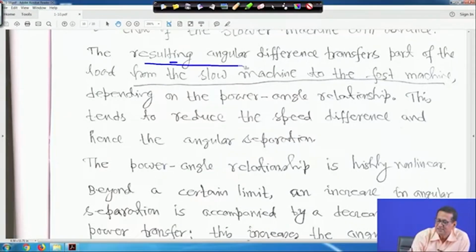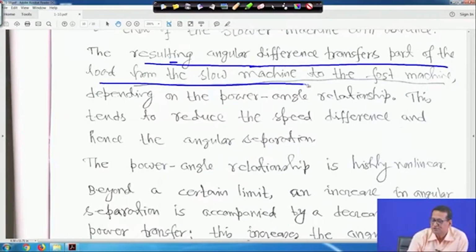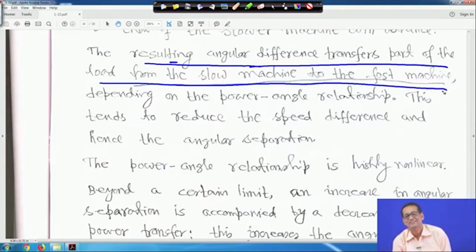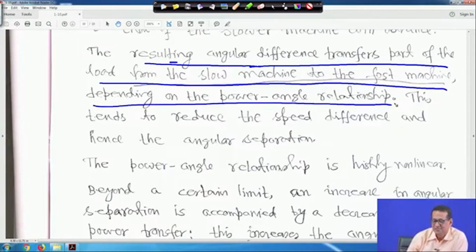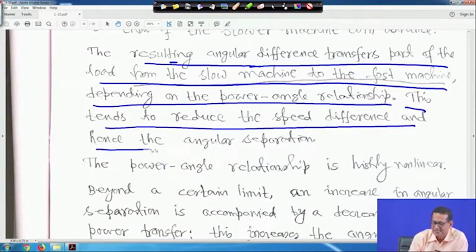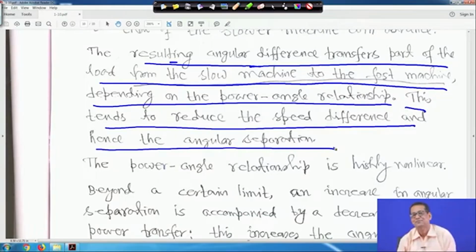The resulting angular difference transfers part of the load from the slow machine to the fast machine. You should keep this in mind for general knowledge. Depending on the power angle relationship, this tends to reduce the speed difference and hence the angular separation, because they have to balance each other. As long as they are not losing synchronism, it has to be balanced.